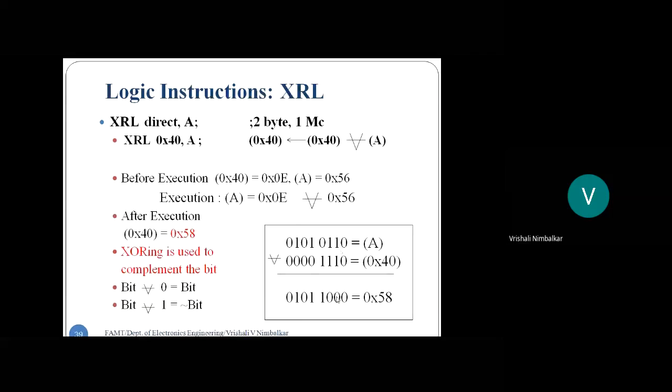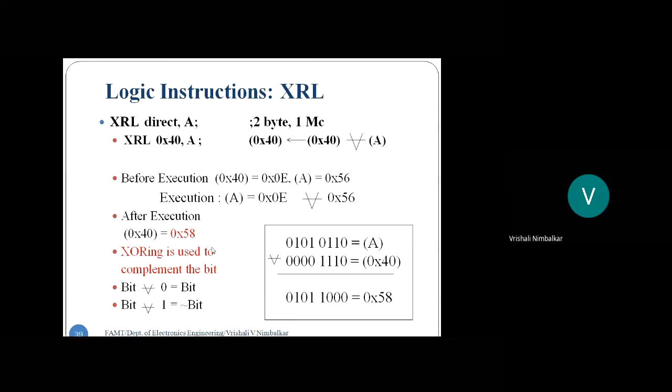1 XOR 1, 0. 1 XOR 1, 0. 0 XOR 1, different bits XORed, output is 1. 1 XOR 0, 1. 0 XOR 0, 0. 1 XOR 0, 1. 0 XOR 0, 0. So for similar bits, the XORing output is 0. So the answer is 58 hex. XORing 56 with 0E, the answer is 58 hex. And where will you get the answer? In the memory location. At the 40 hex memory location, the result will be stored.